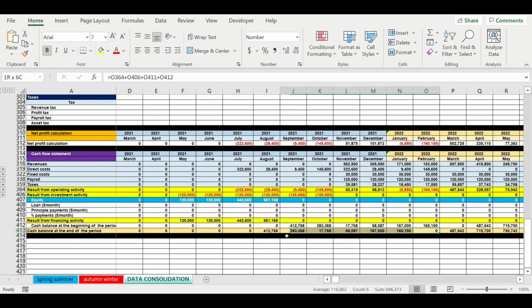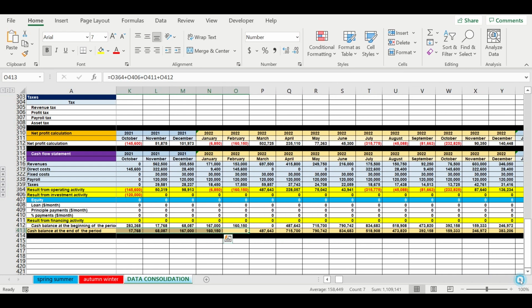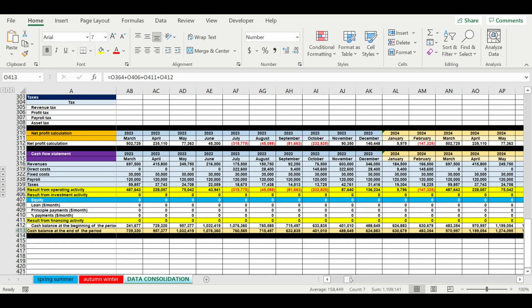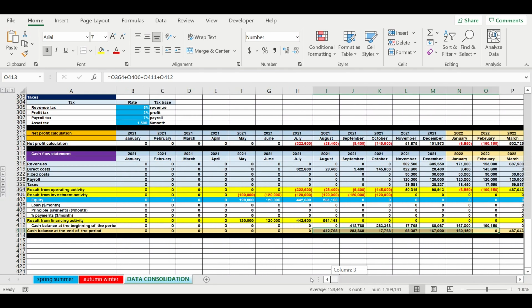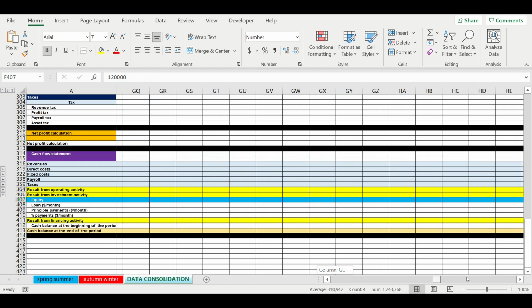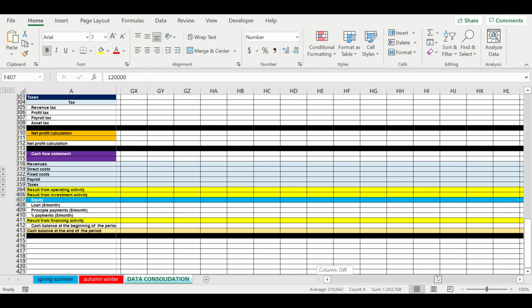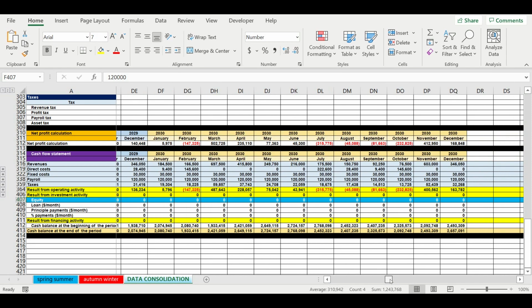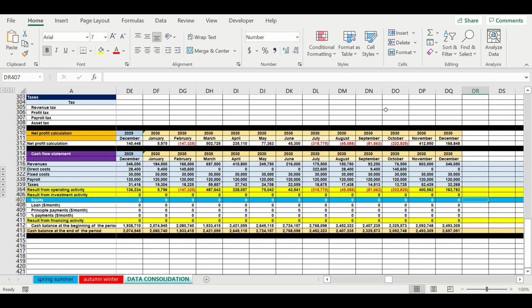So we can see that we don't have negative values in this line, and have negative values in this. It means that to start our business, we need this amount of financing. We can go to the end of a month. We can create a total for this line.